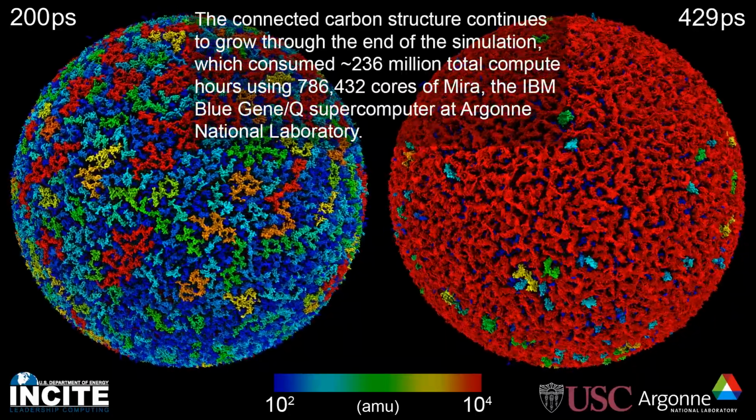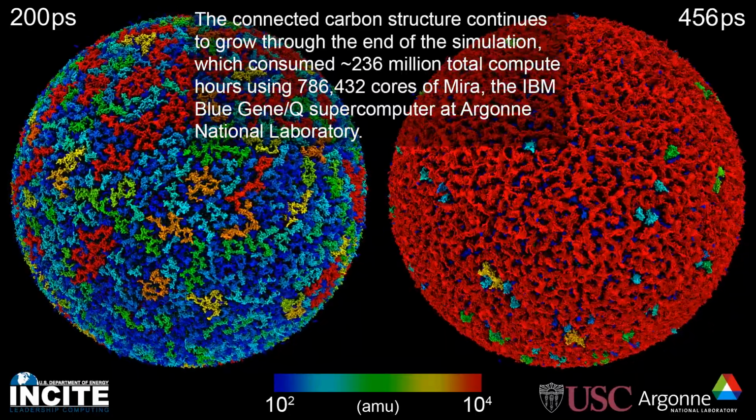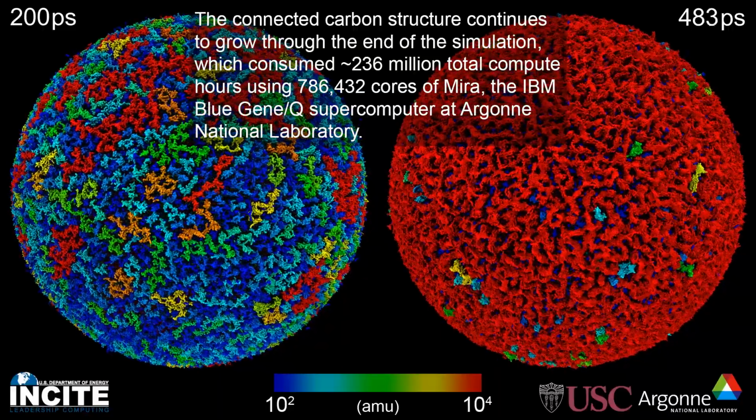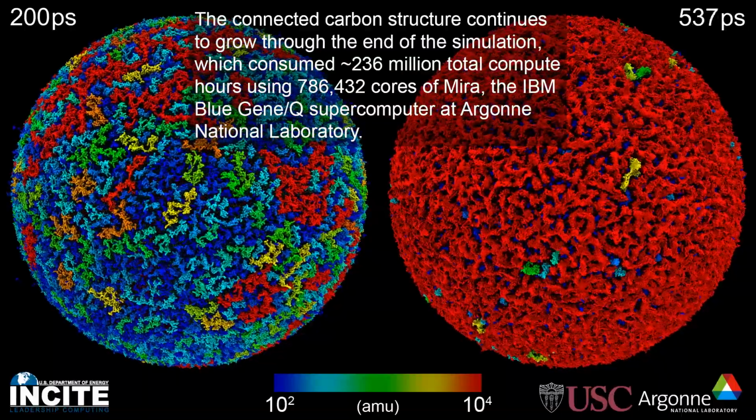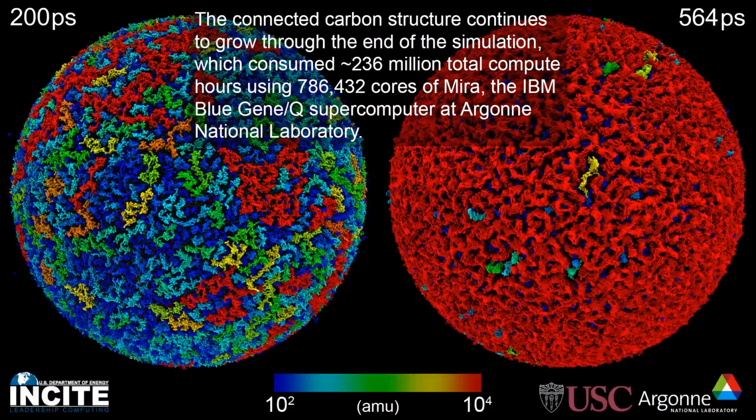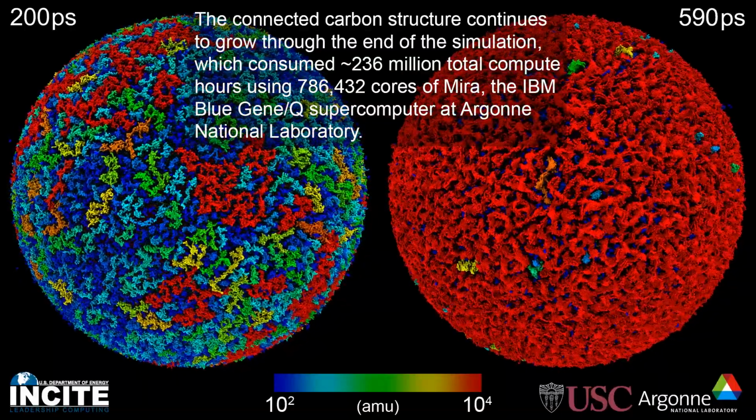The connected carbon structure continues to grow through the end of the simulation, which consumed about 236 million total compute hours, using over 750,000 cores of Mira, the IBM Blue Gene Q supercomputer at Argonne National Laboratory.